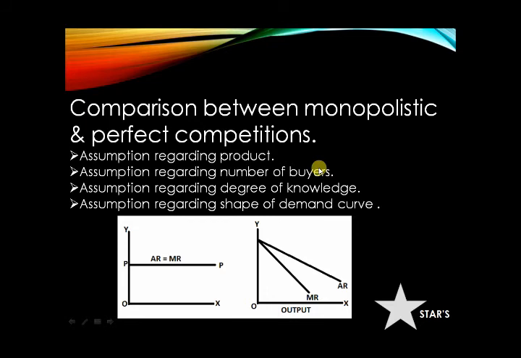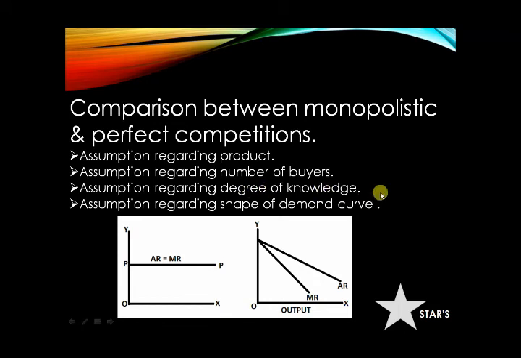Assumption regarding number of sellers. Under perfect competition, there are a large number of sellers of homogeneous product. A group of such sellers constitutes the industry. No seller by his individual action can influence other sellers. But under imperfect competition, the number of sellers is more than one. Many such sellers are collectively called a group. They produce differentiated products. In both these market situations, there are a large number of sellers.